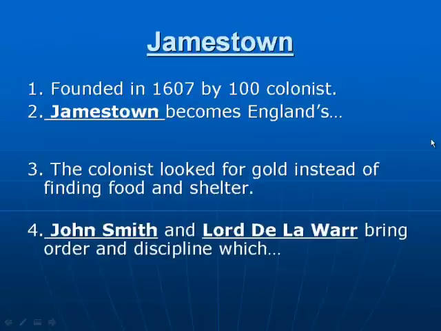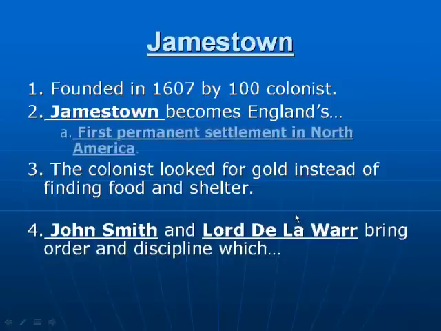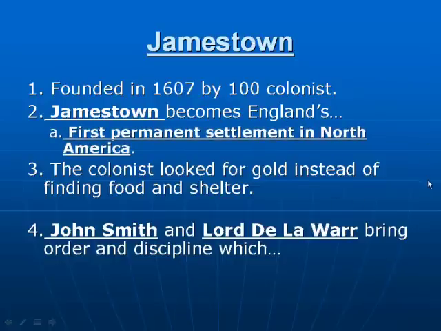The Virginia Company is going to be setting up Jamestown. It's founded in 1607 by 100 colonists. Jamestown becomes America's first permanent settlement in America. So it becomes England's first permanent settlement in North America. That's a very important thing to remember.